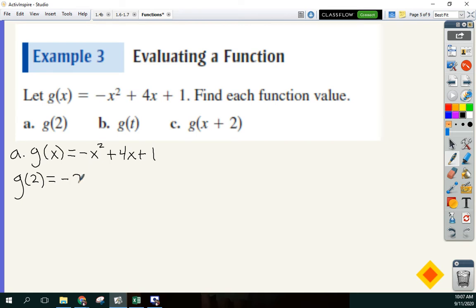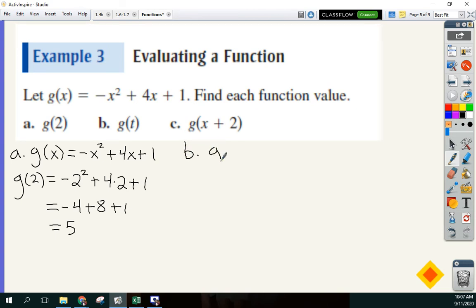So again, remember that all evaluating means is I'm going to replace every value or variable with what they give me, which is going to be 2. And then I'm just going to use my order of operations. So we need to do our exponents first. So 2 squared gives us 4. Notice that that negative is not included in the squared. I don't have parentheses, so it's not negative 2 squared. It's just 2 squared, and then I'm sticking a negative on top of it. So then I have 4 times 2 gives me 8, and then plus 1. So we have negative 4 plus 8 gives us 4, plus 1 gives us 5. And so in that case, our answer is just a number. It's 5, and that's fine.